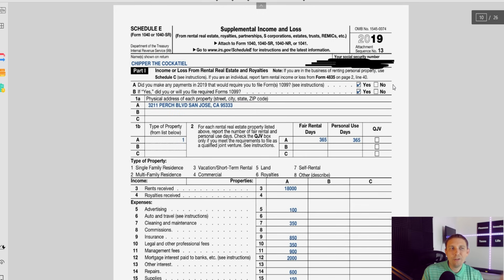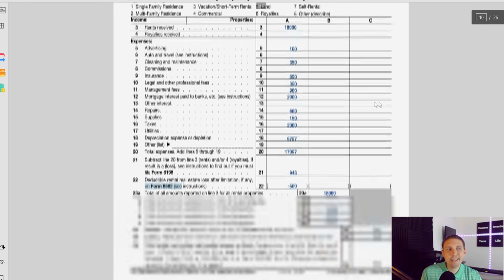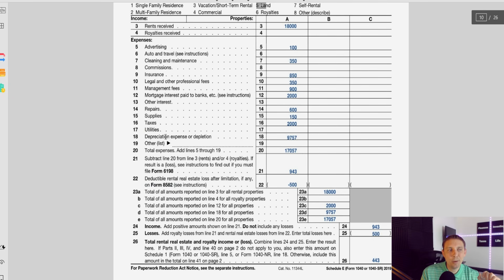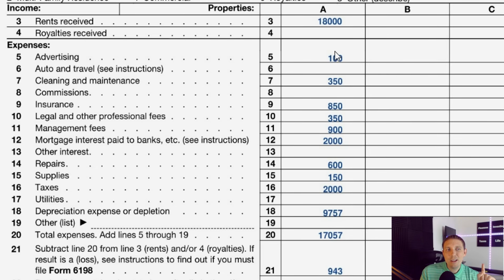A lot of people, you might have heard that real estate is one of the best investments in the world. And for the most part, that's true, especially from a tax perspective. People are always bragging about how much money they make in real estate and they don't pay taxes. Well, what they mean is that they have this thing called depreciation. What I wanted to point out here is that, so you made $18,000, right? The advertising cost, the cleaning and maintenance, the insurance, the mortgage interest, the management fees, supplies, repairs, taxes, whatever. That is all real money that has come out of your pocket. That's real money that has left your pocket.